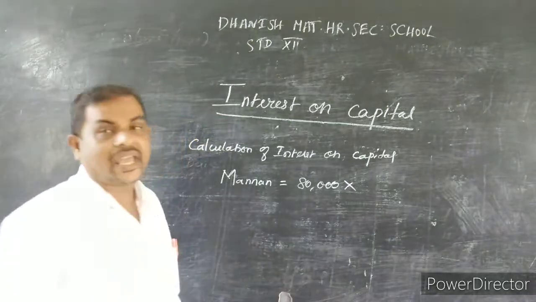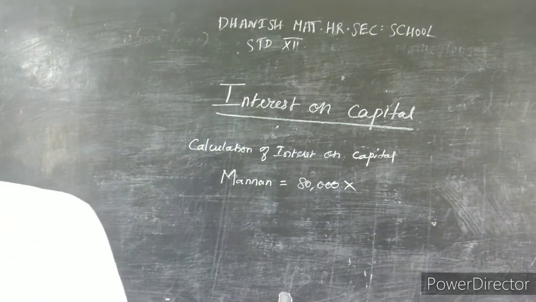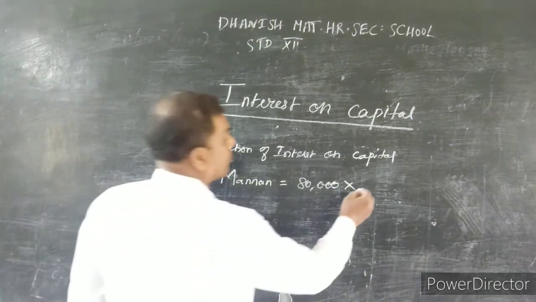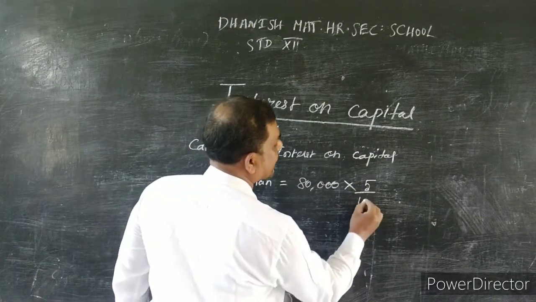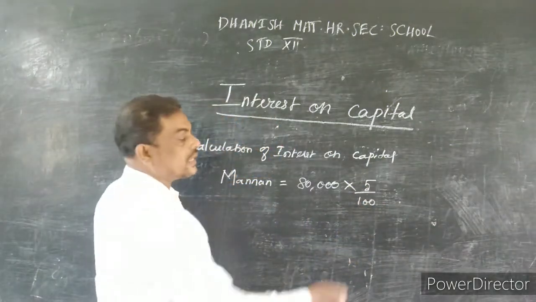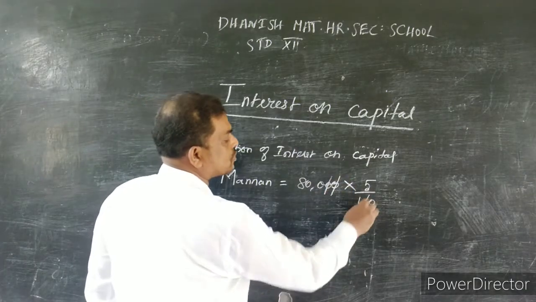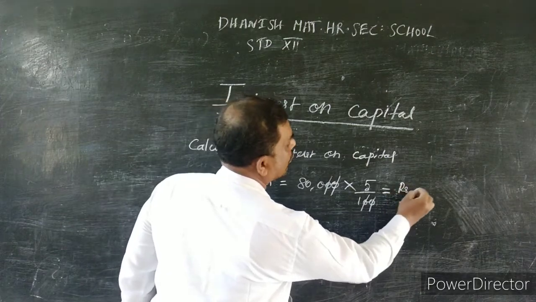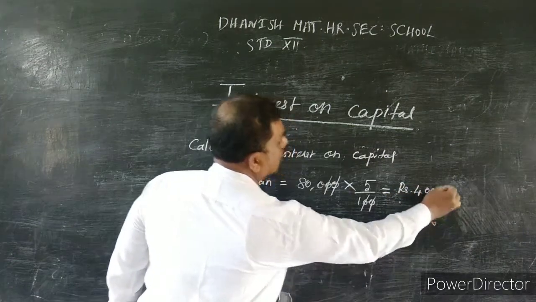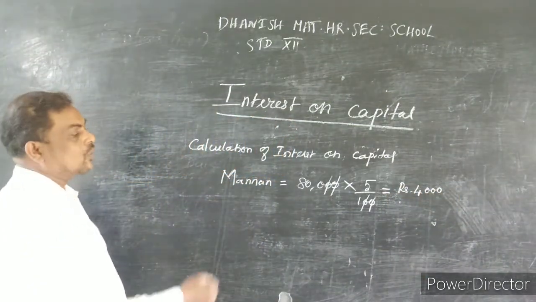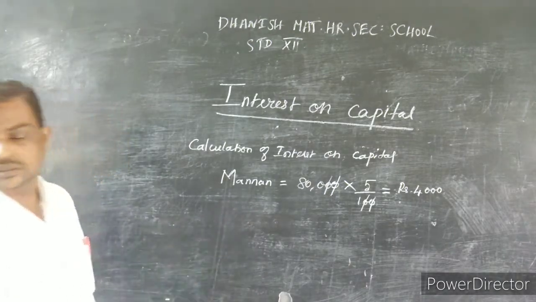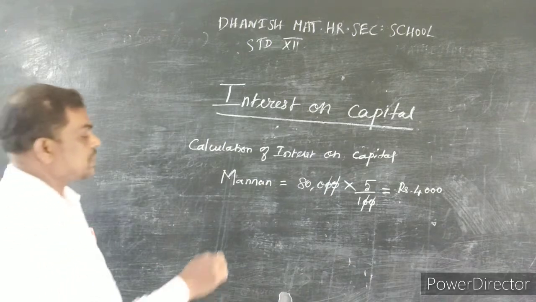What is the percentage of interest? 5%. That is 5 divided by 100. Easy calculation only. 2 zeros will be cancelled. So 800 into 5 is rupees 4,000. Now I am going to calculate the interest on capital for whom? Ramesh.